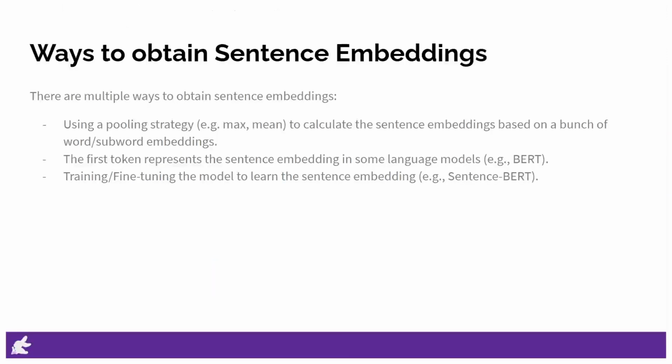Sentence embeddings can be obtained through different approaches. The first approach involves using a pooling strategy, such as max pooling or mean pooling, to calculate the sentence embedding based on a collection of word or subword embeddings. The second approach utilizes the first token of the sentence as the sentence embedding in some language models, such as BERT. The third approach involves training or fine-tuning a model specifically to learn sentence embeddings. One example of this is Sentence BERT, which employs a Siamese network architecture with BERT as its backbone.